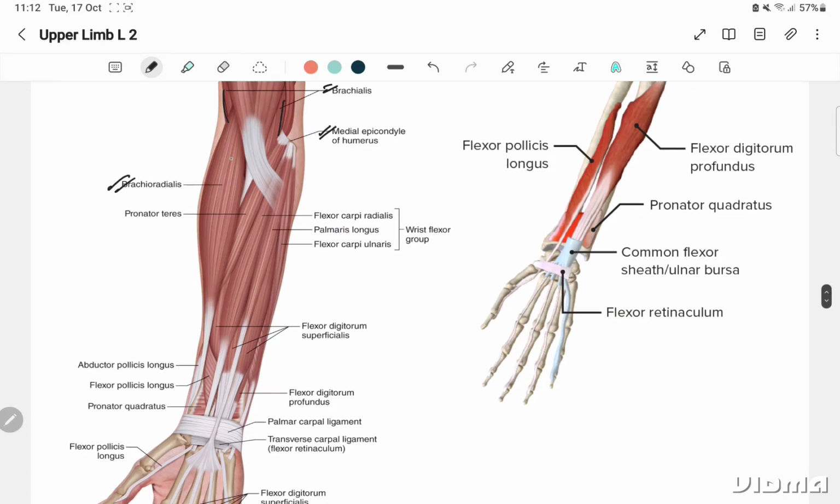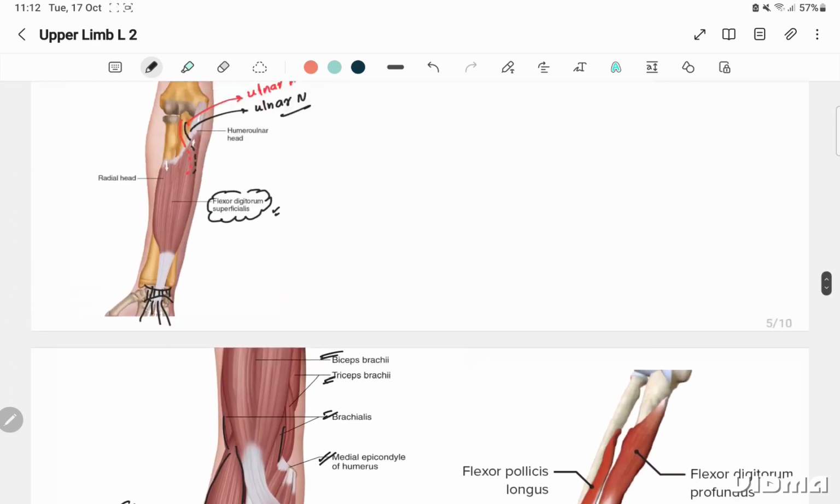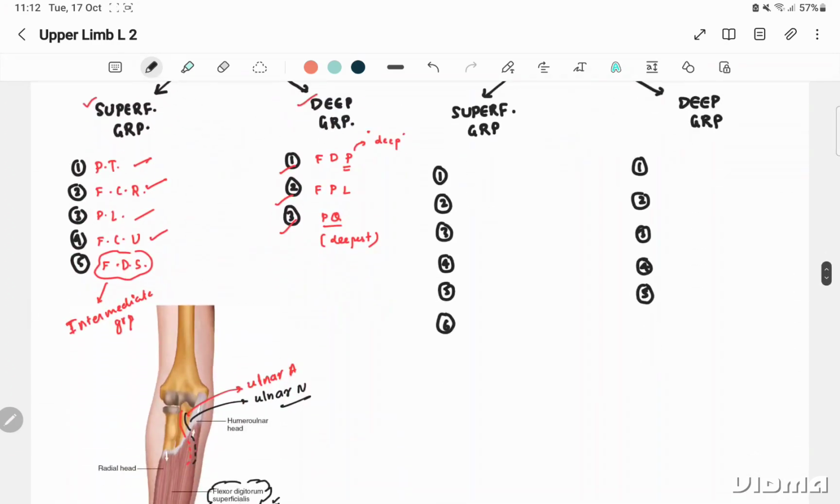This is the brachioradialis. You must know that it forms the lateral boundary of the cubital fossa, and the pronator teres forms the medial boundary. This is the cubital fossa. But we have to see the muscles. This one, the pronator teres here, the brachioradialis. Brachioradialis is not a muscle of the forearm, it is a muscle of the arm. So first is pronator teres.